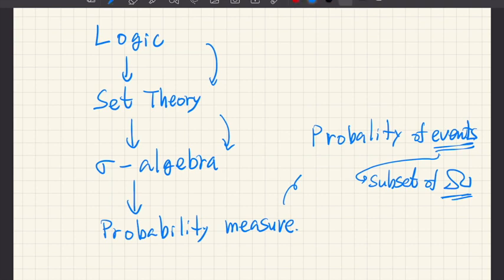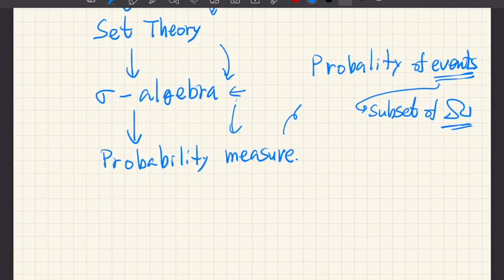But probability cannot be defined for any kind of subsets. Those subsets for which probability can be defined must satisfy some properties. And those properties are summarized as the axioms of sigma algebra. Okay, only those subsets that satisfy the axioms of sigma algebra can be used as events for calculating probability. Okay, and based on these concepts, we now introduce random variables.